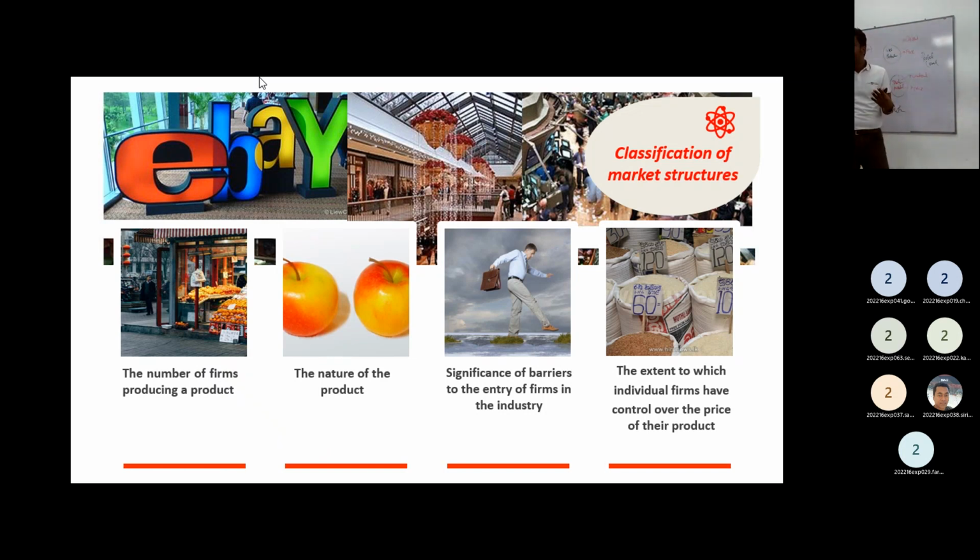You told me, not me. The product is the same. The product is identical. So we call it homogeneous. Right? Product is exactly the same. You cannot differentiate. You cannot say these are my mangoes, these are not your mangoes. You can't. Clear?